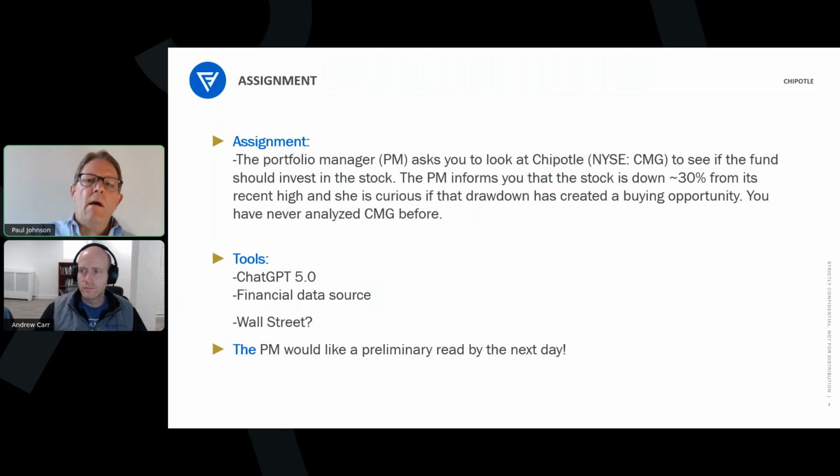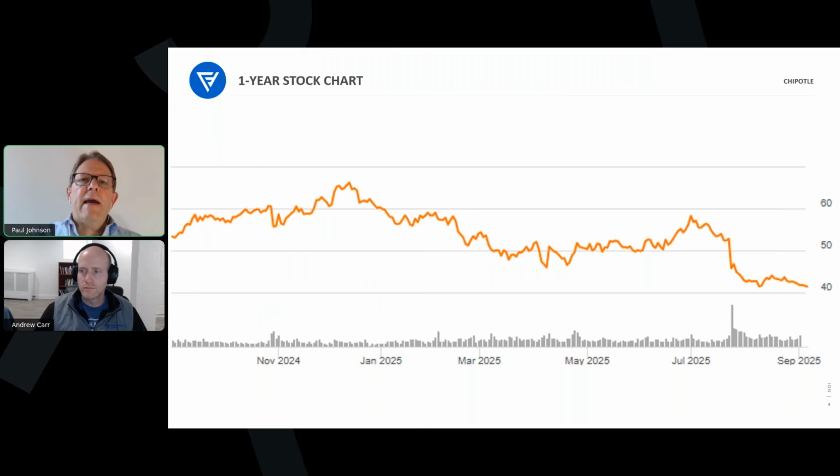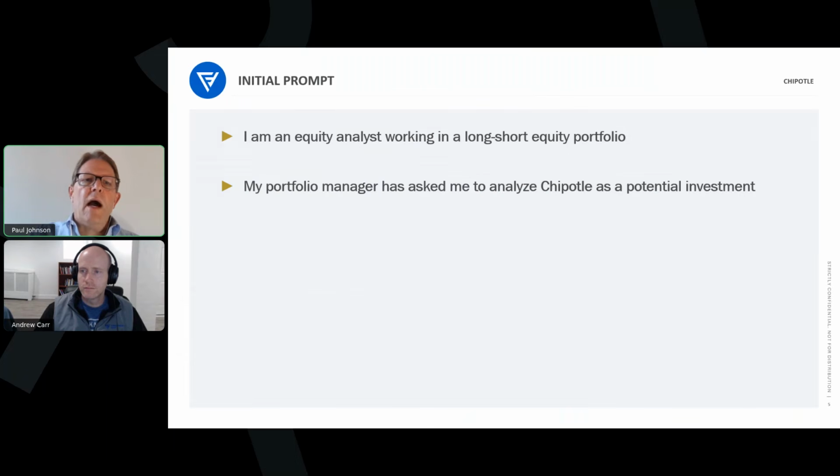Those are our tools. All right, so here is the stock. It is, in fact, down about 30% from its recent high. As you can see, it was a big stock, which I'll show you in a moment. So the first thing you're going to do is you're literally going to fire up your ChatGPT window and prompt engine, and you're going to type in the following.